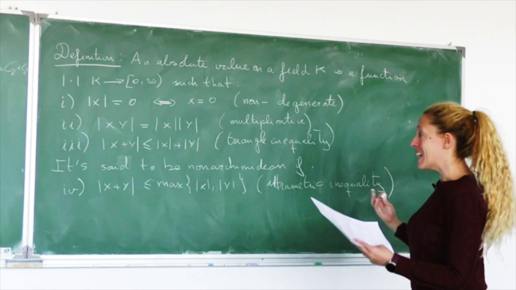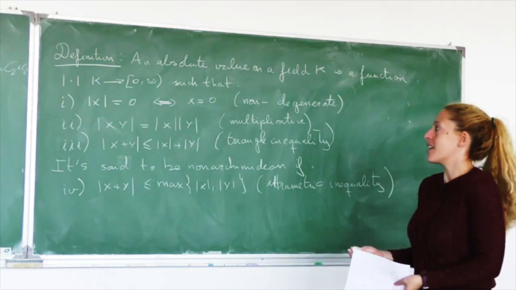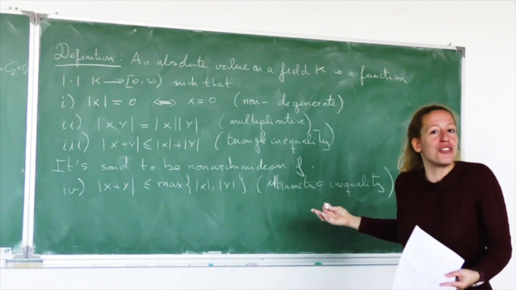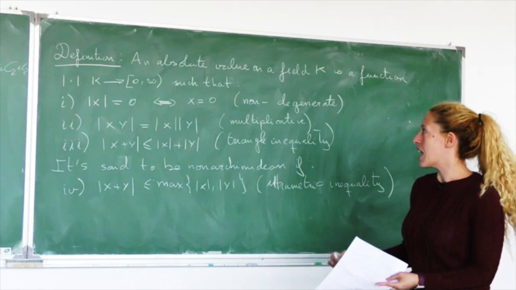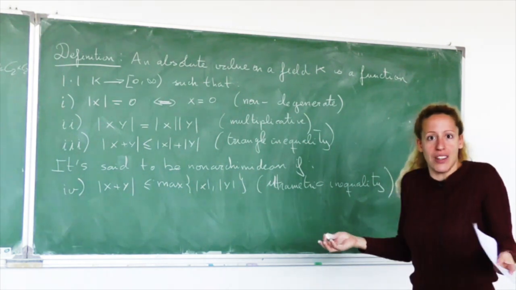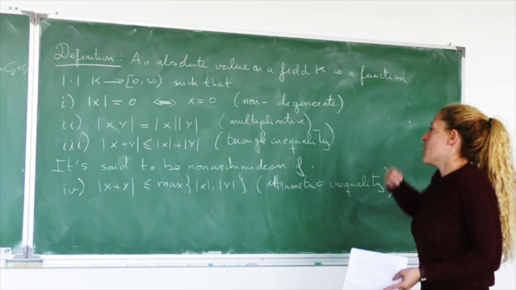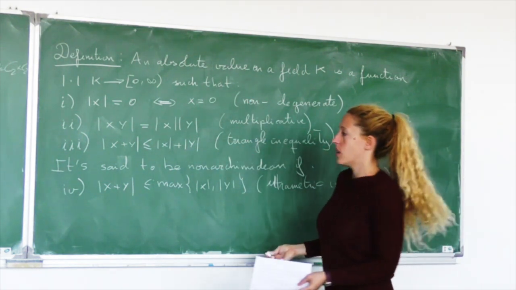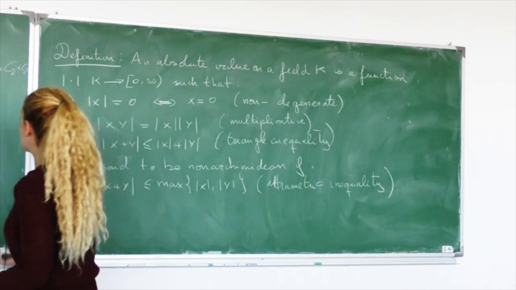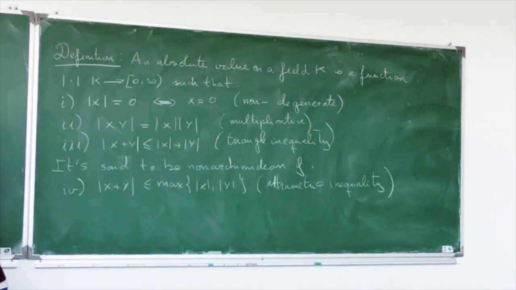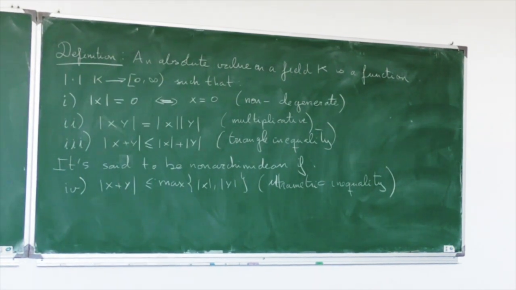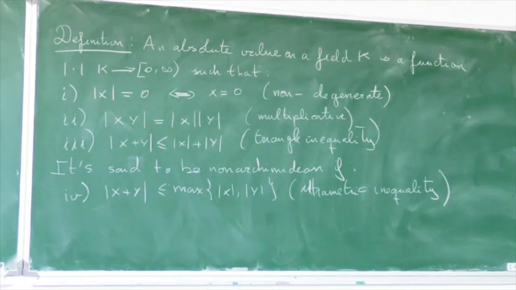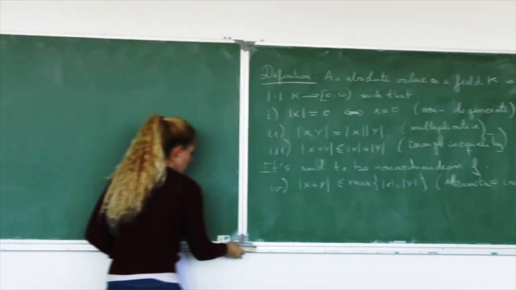Okay, so let's see an example, because actually, I guess that when I was giving this definition, you had in mind the typical example that you were thinking on the rationals, the classical standard absolute value on the rationals, and you were thinking if those properties were satisfied, right? And of course, they were. So let's do an example with the rationals. So, example.